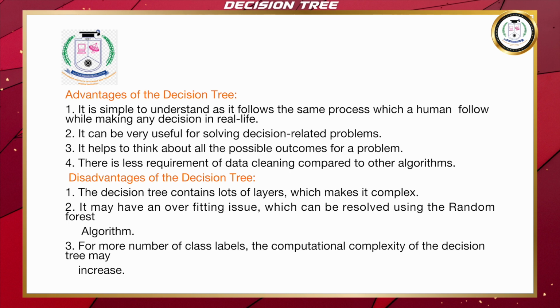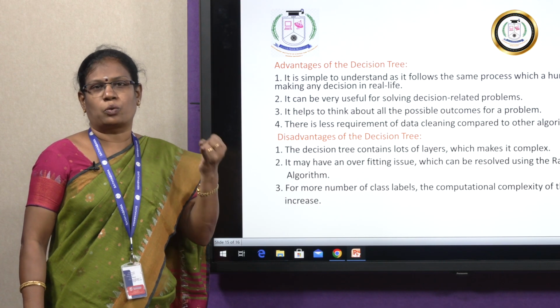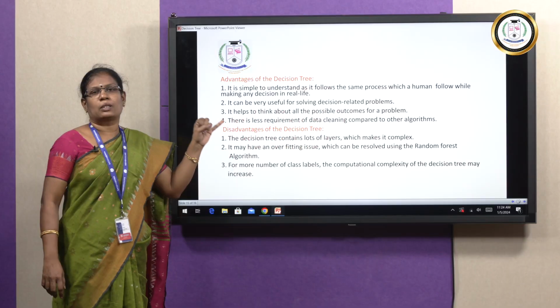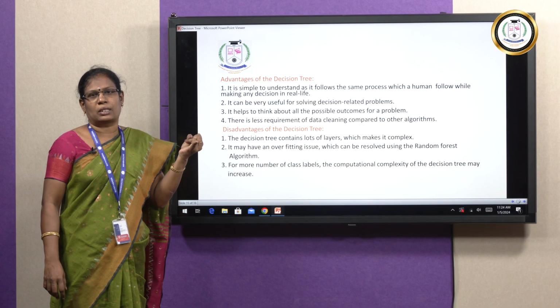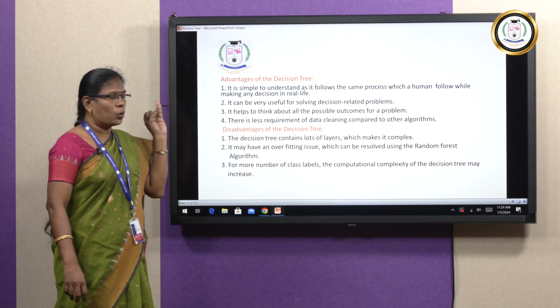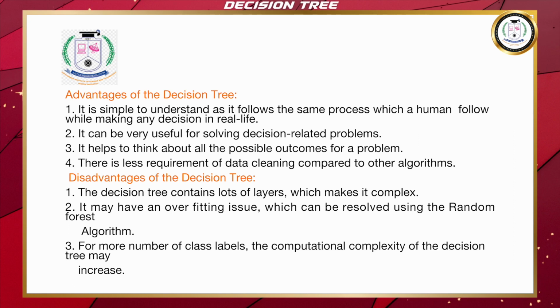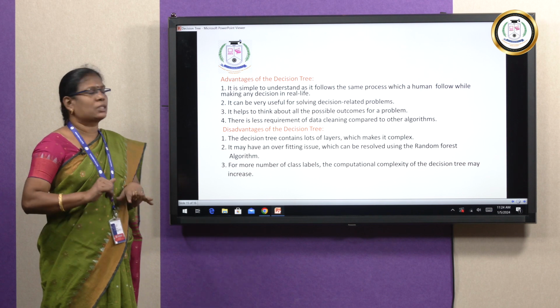Next, what are the advantages and disadvantages of the decision tree? The advantage is that it is very simple, because like a human being we ask questions and answers. This algorithm also finds how many possible solutions there are for a particular problem, and thinks about all the possible outcomes of a problem. There is also less requirement of data cleaning compared to other algorithms, because the dataset contains both inputs as well as outputs.